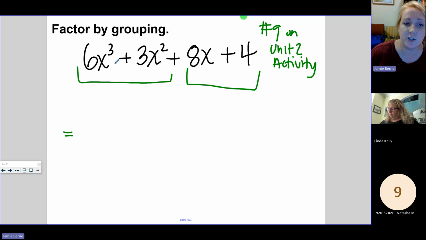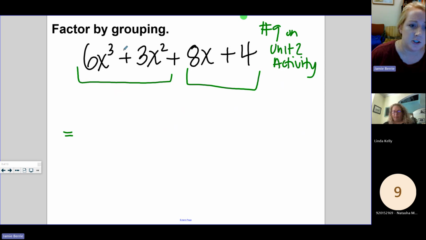All right, so I always just start by grouping the first 2 and the second 2. You should check first to see if there's a greatest common factor for every term. We have 6, 3, 8, and 4. Nothing goes into all of those. The 3 kind of messes it up. So now we know that since there's no greatest common factor between all of them, we're just going to look at the first 2 and the second 2.